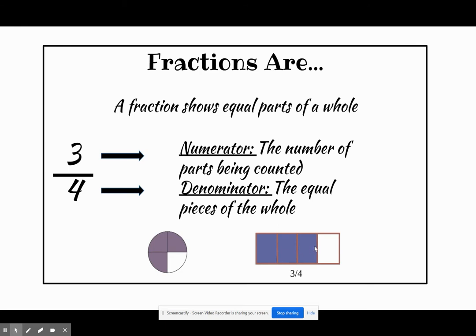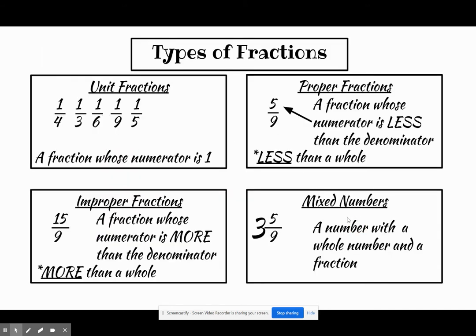It doesn't have to be a circle, it doesn't have to be a rectangle, it just has to be something divided into equal pieces. Now, there are different types of fractions. I'm not going to spend any real time on this, but unit fractions are those where the numerator on the top is 1. So 1/4, 1/3, 1/6, 1/9, 1/5.